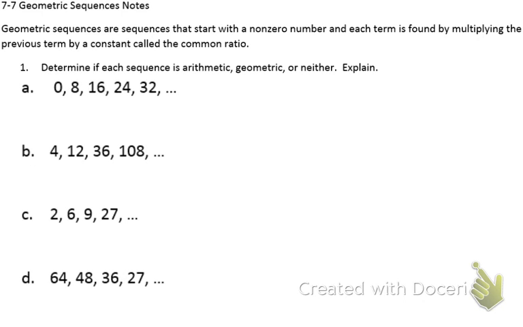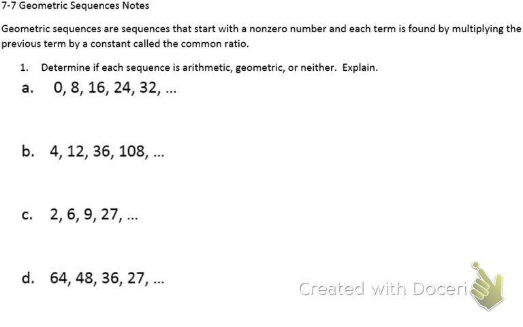You may recall from the problems we've already worked that arithmetic sequences are sequences where we add the same number each time. Now we're going to look at geometric sequences. Geometric sequences, you multiply by the same number each time. Now, in this first section of problems, we're going to classify either as arithmetic, geometric, or neither.